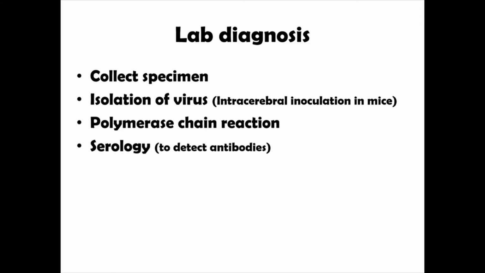Serological tests can also be used, in which we actually detect the antibodies against the viral particles in the patient's serum. We can detect specific rise in antibody titers such as IgM and IgG. IgM titer rise denotes a current infection. IgG titer rise denotes a past infection.